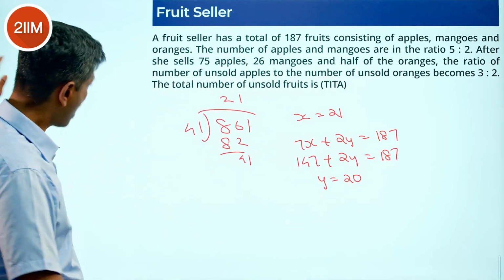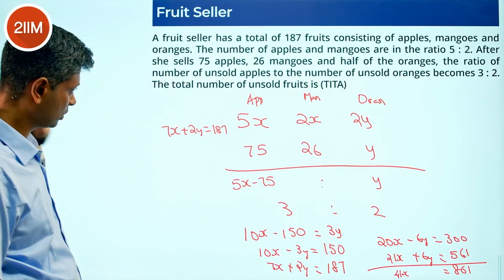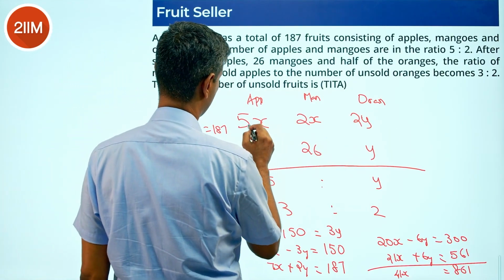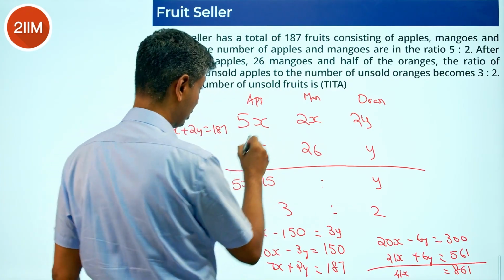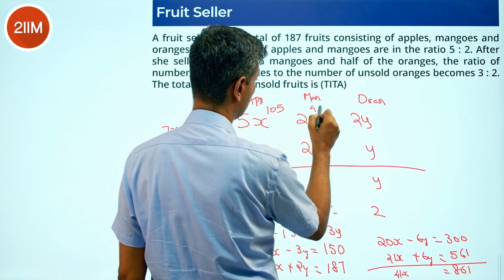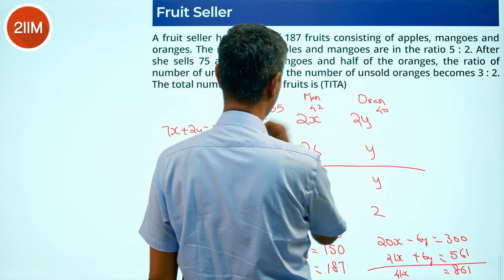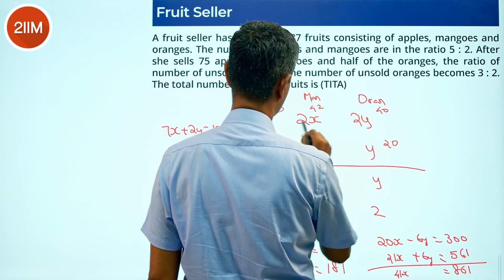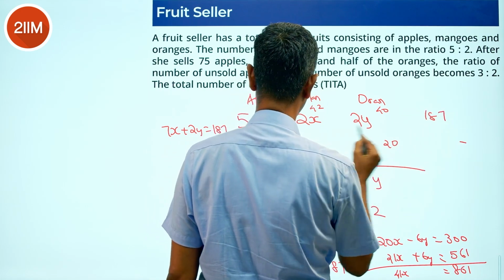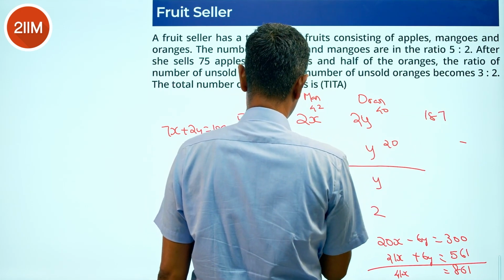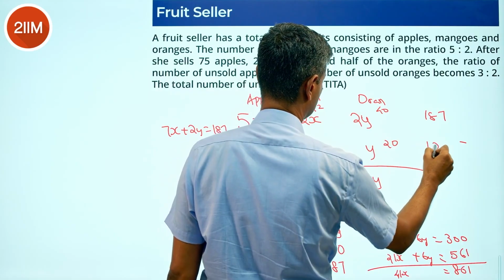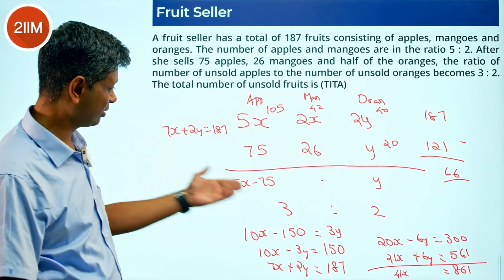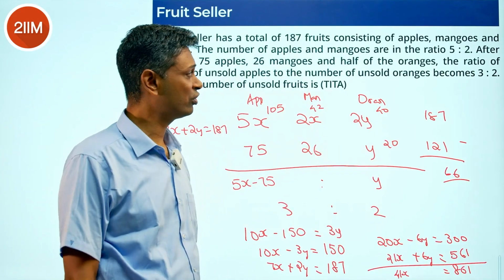We want to find the total number of unsold fruits. x is 21, so apples are 105, mangoes are 42, and oranges 40, which adds up to 187. That works. From this we sell off 121, so the remaining is 66. There are 66 unsold fruits. Either way is fine, 66 unsold fruits.